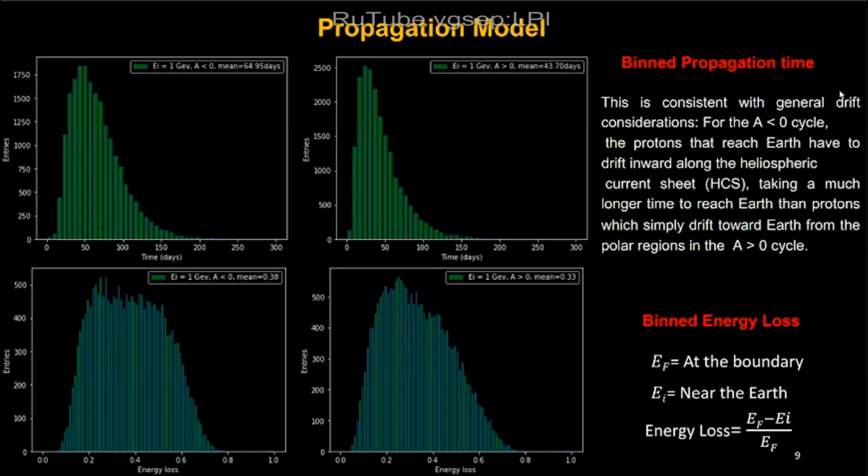This is consistent with the general drift consideration. For the negative cycle, protons take much longer to reach the Earth compared to the protons that simply drift towards the Earth from the polar region in the positive cycle.